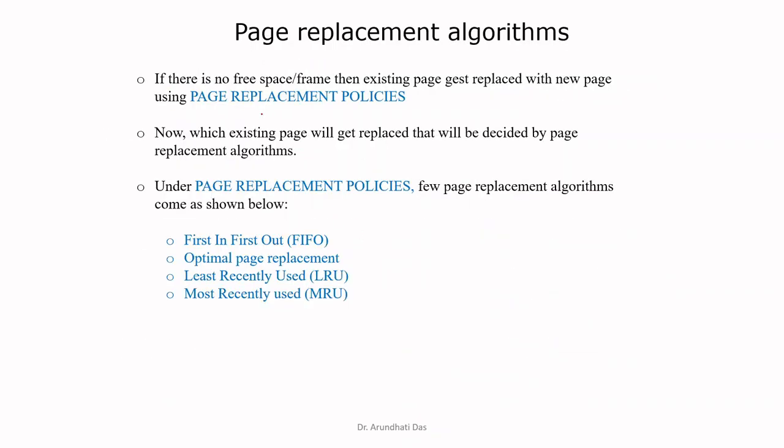Now there are a lot of page replacement policies. The very basic ones are first in first out, then optimal page replacement, then least recently used page replacement policy, and most recently used page replacement policy. So in your syllabus you have FIFO, then optimal, and then LRU. MRU is not there. But both LRU and MRU are of opposite nature, so you can still study it.